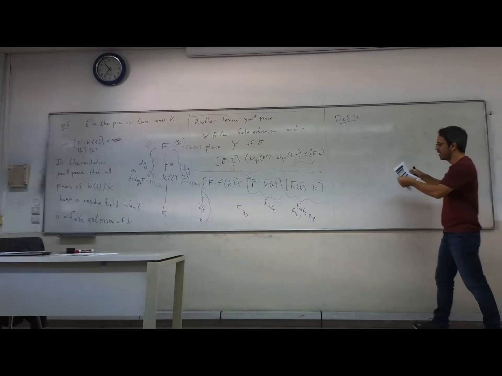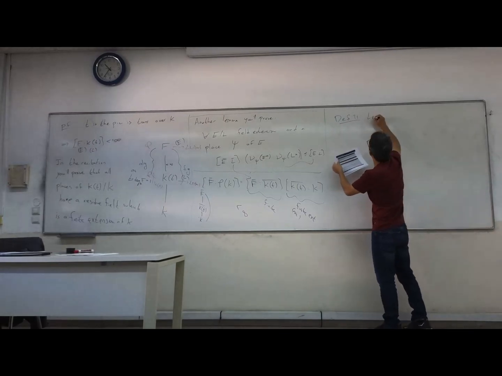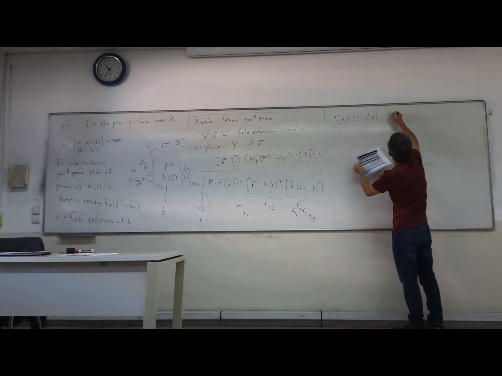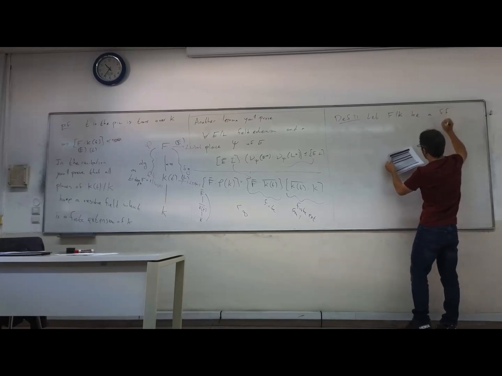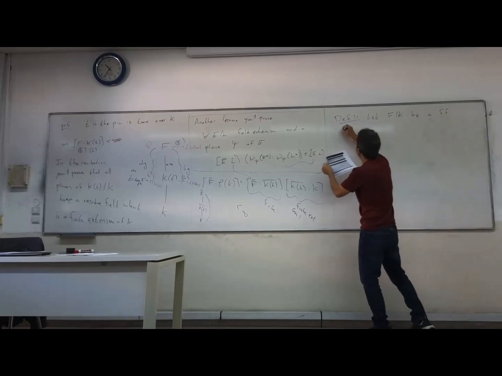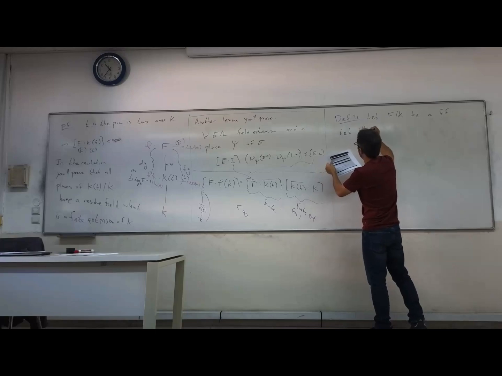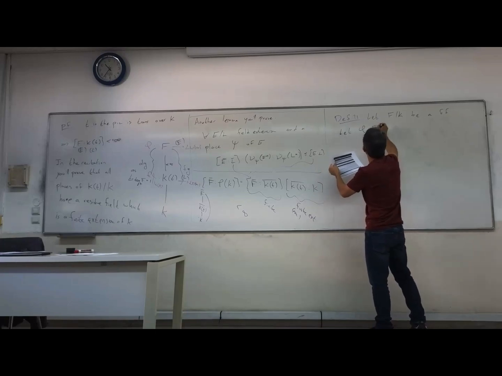Let's construct the code. Given this, we can define the following. Let F over K be a function field, and let phi be a place.